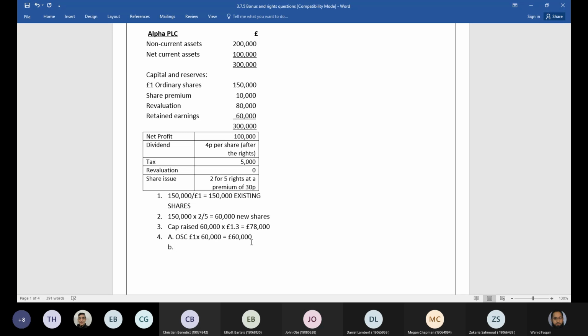Share premium, SP, that goes up by the premium, which in this case is 30p, 0.3. Let's just put a note there to make it look right. Multiplied by the new shares that have been issued. How many shares? 60,000. And then just multiply it out. Gives us 18,000.